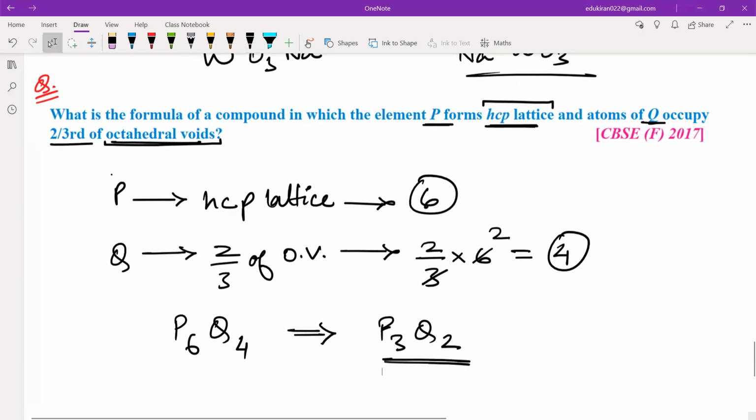Is it necessary to simplify it, or can we just put the answer? No. You have to simplify it, okay?